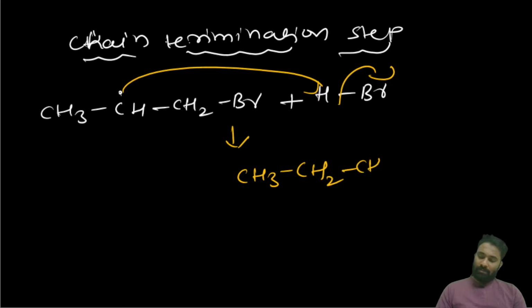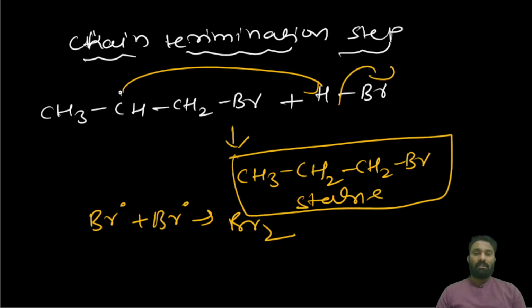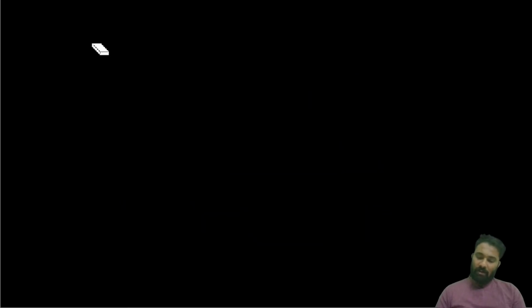CH2, CH2, Br. Here we are getting the stable one. Now we are having the Br radical, and this Br radical will attack another Br radical. It will give Br2 as a side product. Clear? Now this is a stable one, or this is the final product we will get. Done? Clear? Now why we are not taking the HCl, HBr also I explained.